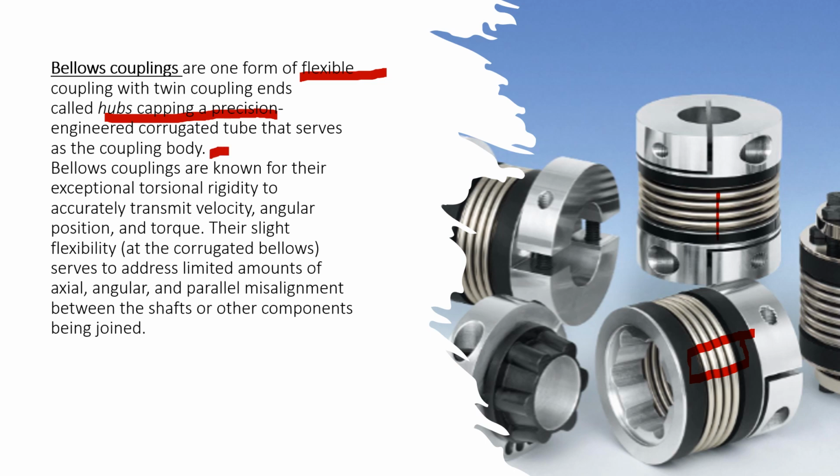Bellows couplings are known for their exceptional torsional rigidity to accurately transmit velocity, angular position and torque. Their slight flexibility, as I told, is 3 to 5 degrees. The corrugated bellows serve to address limited amounts of axial, angular and parallel misalignment. Even if there is angular, axial and parallel misalignment in the drive and driven part, it can absorb those misalignments and transfer the torque correctly.